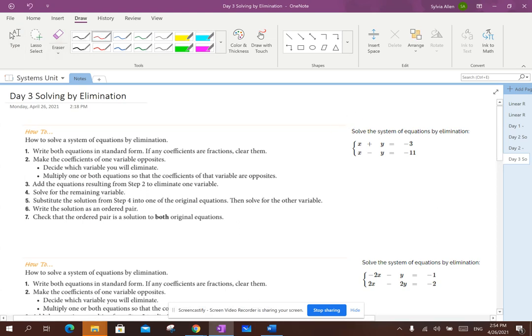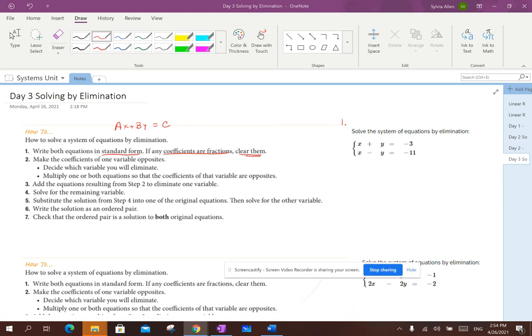So the first thing you want to do is make sure that both of your equations are in standard form. And standard form says your x and your y are on the left side and your constant, which is just your number, is on the right side. If any coefficients are fractions, you need to clear them. And we'll have an example of what to do when it comes to clearing them.